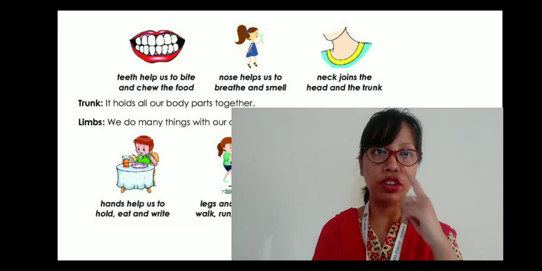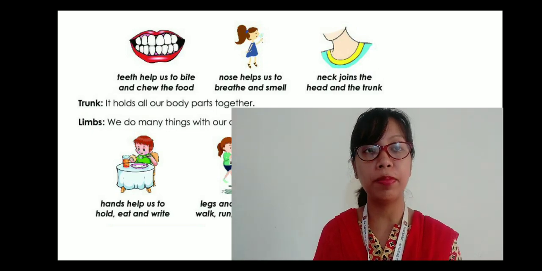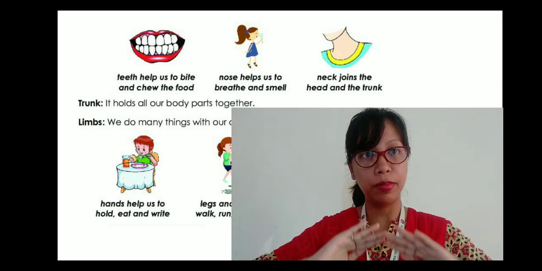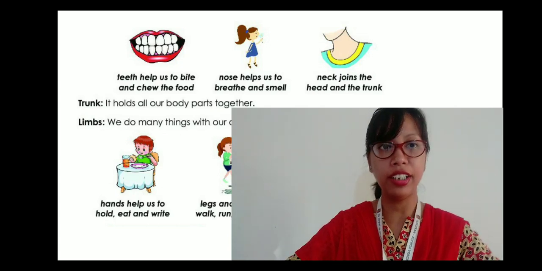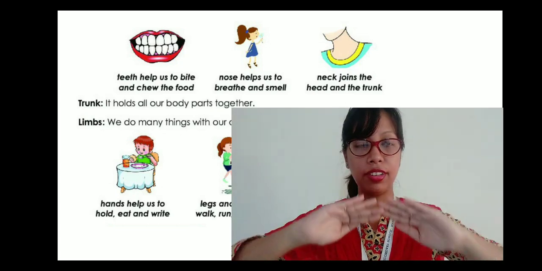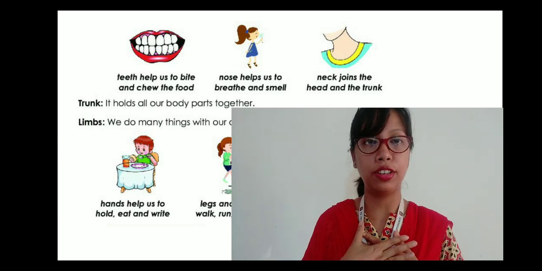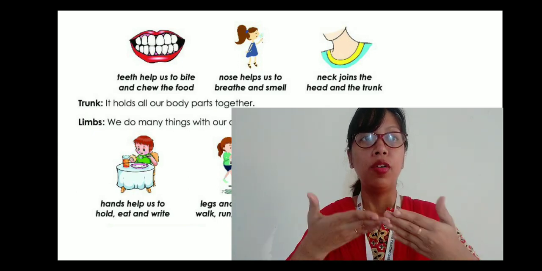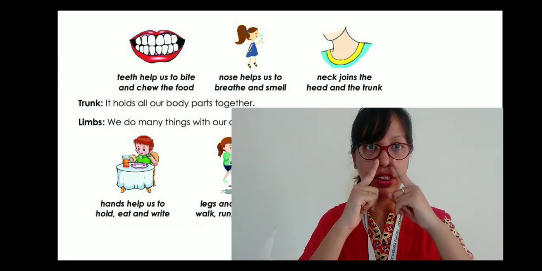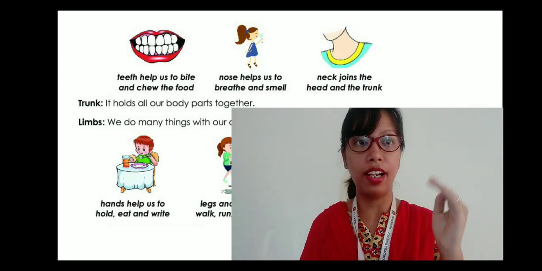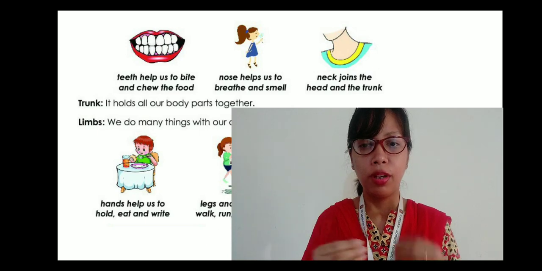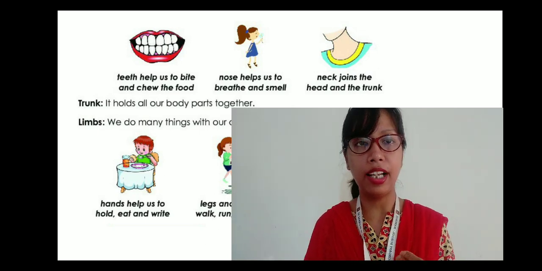Next, the nose. Nose helps us to breathe and smell. We take the oxygen, we give out the carbon dioxide, right? We take the oxygen, give out the carbon dioxide, and breathing is very necessary for us to live. So we breathe from the nose, and also we smell. We smell different kinds of perfume, the flower smell, etc.